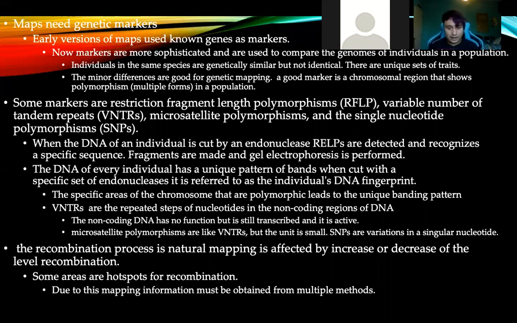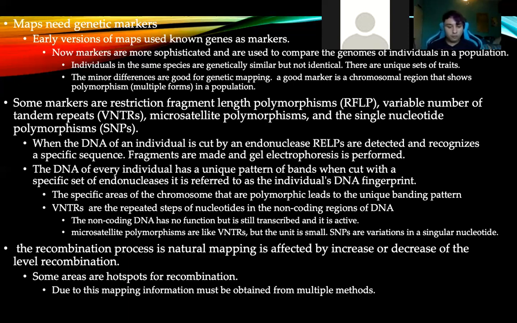Okay, so this slide has a lot of information on it, and I apologize for that. But maps need these genetic markers. Early versions of maps used known genes as markers. Now, markers are more sophisticated and are used to compare the genomes of individuals in a population. Individuals in the same species are genetically similar, but not identical. They have unique sets of traits. The minor differences are good for genetic mapping, however. A good marker is a chromosomal region that shows polymorphism or multiple forms in a population.